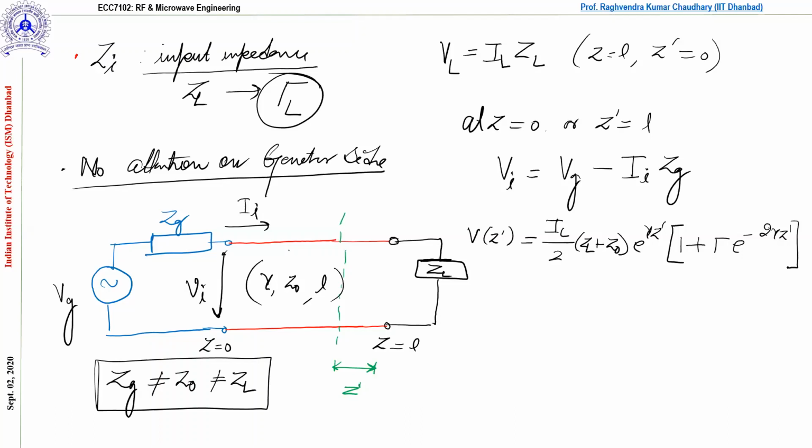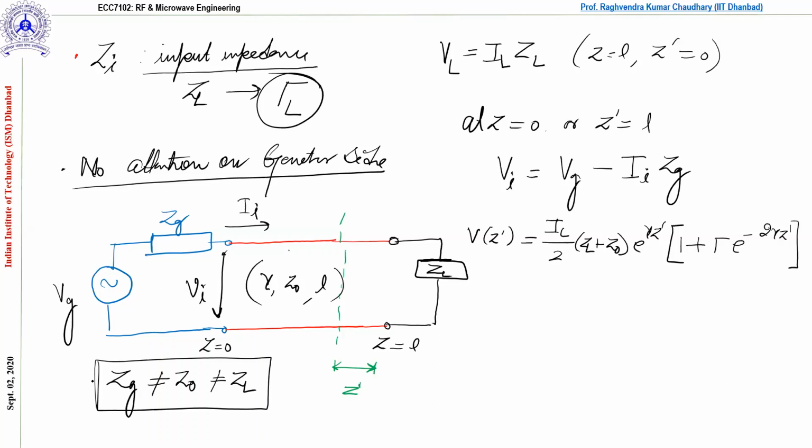Now the situation is that Zg is not equal to Z0. So we need to incorporate this information in this particular equation. Then only can you say the equation is complete, and you can find the voltage or current wave distribution at an arbitrary location.